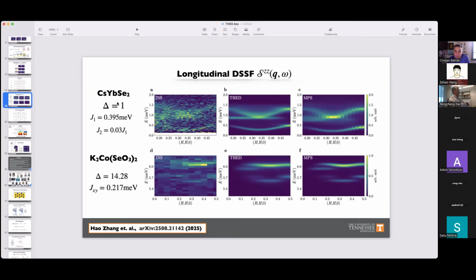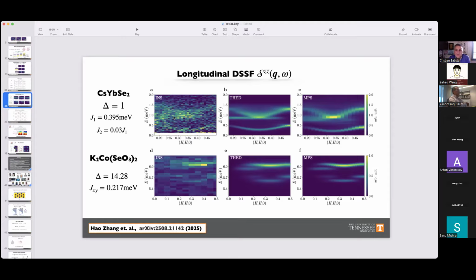So this material, cesium, this particular material, it's ordered, right? It's ordered, and it has a very different g factor along the Z direction versus the in plane. The Z direction is very small. So that's the reason why they can easily extract the longitudinal component. But it has not been proven that this is really longitudinal from an experimental perspective.